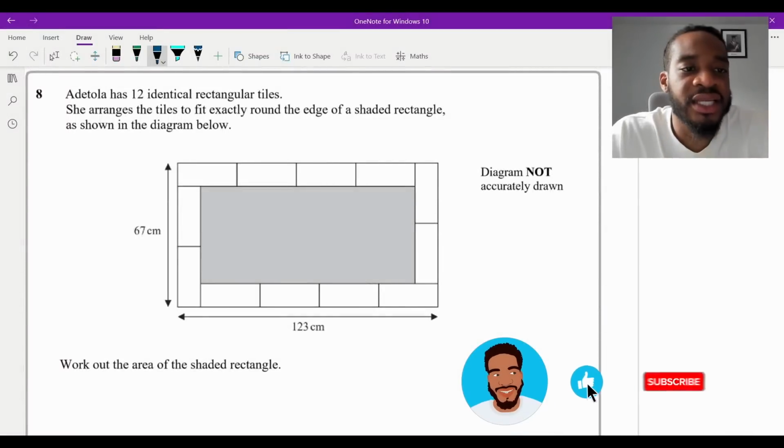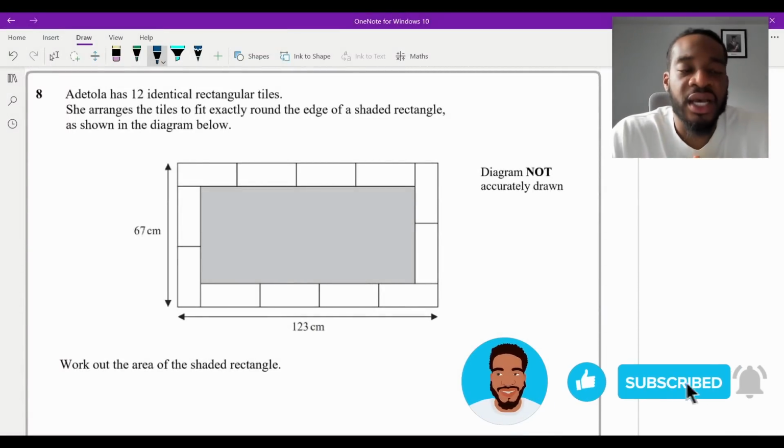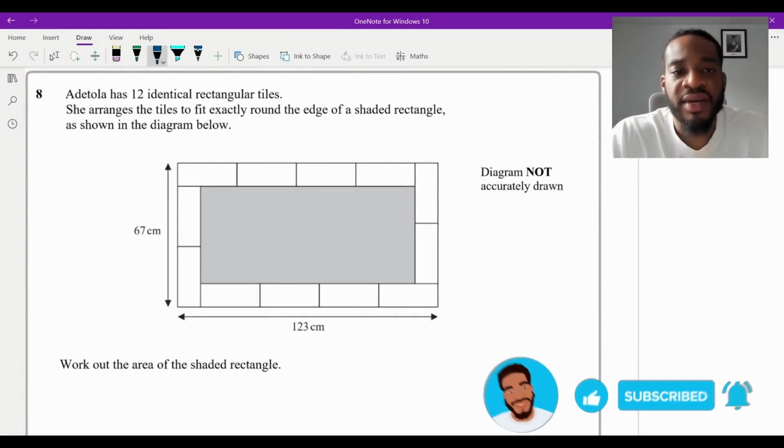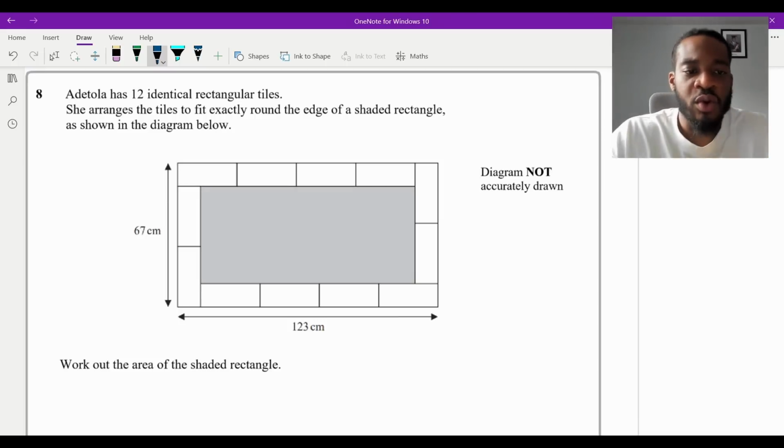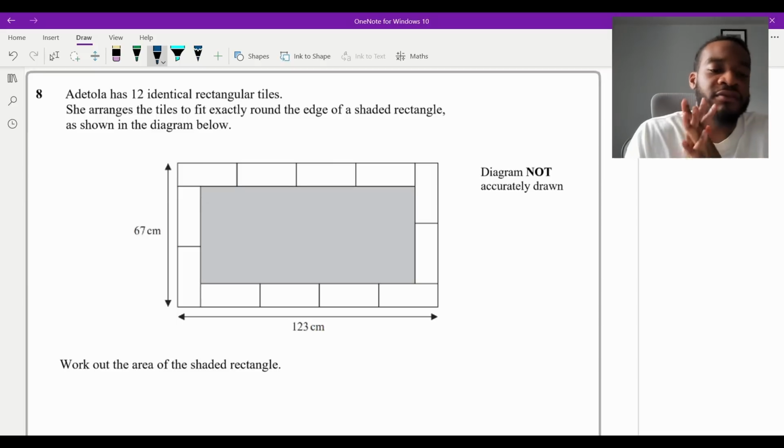Okay, so question 8 says Adetola has 12 identical rectangular tiles. She arranges the tiles to fit exactly around the edge of a shaded rectangle, as shown in the diagram below. So we've got a rectangle here, we've got some dimensions. The question says work out the area of the shaded rectangle, and this is 5 marks.